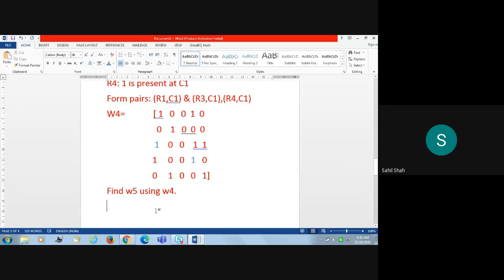So for this, we will consider column 5. One is present in column 5, row 3 and row 5.